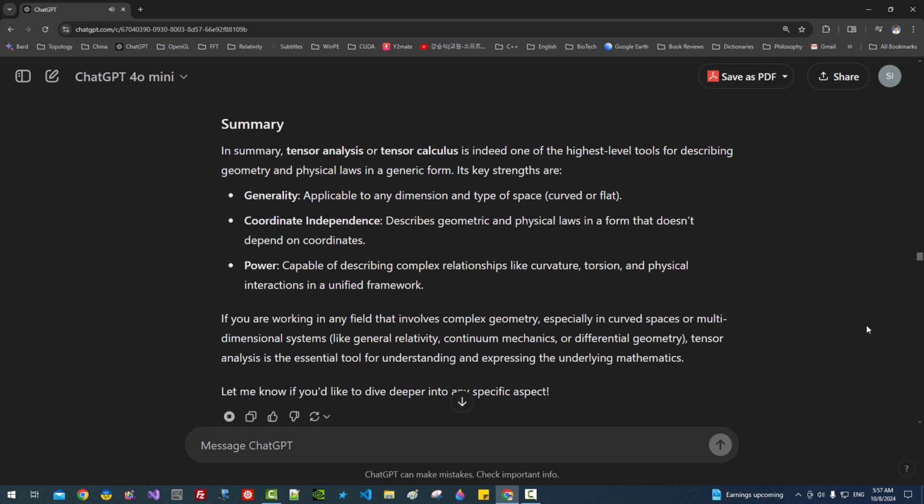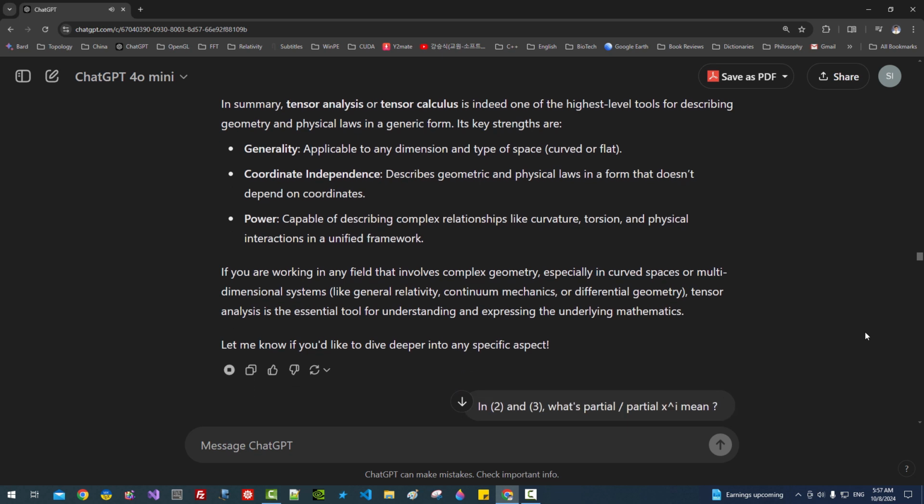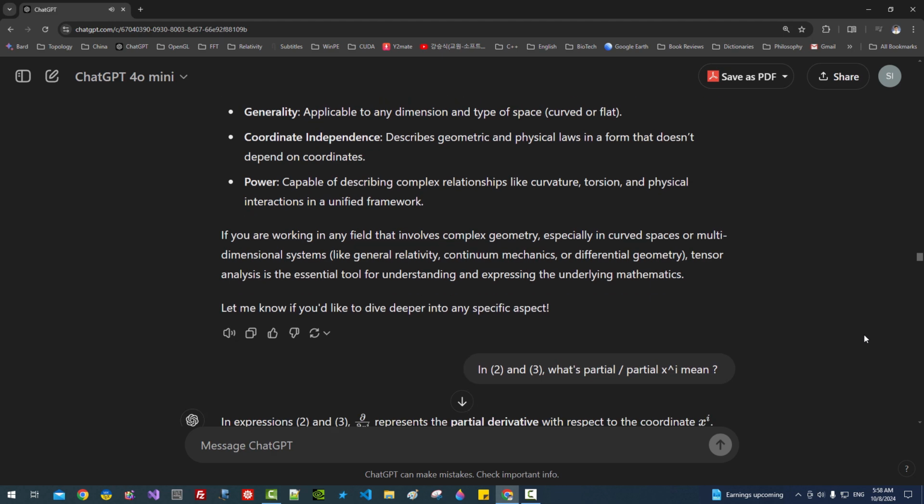If you are working in any field that involves complex geometry, especially in curved spaces or multidimensional systems, like general relativity, continuum mechanics, or differential geometry, tensor analysis is the essential tool for understanding and expressing the underlying mathematics. Let me know if you'd like to dive deeper into any specific aspect.